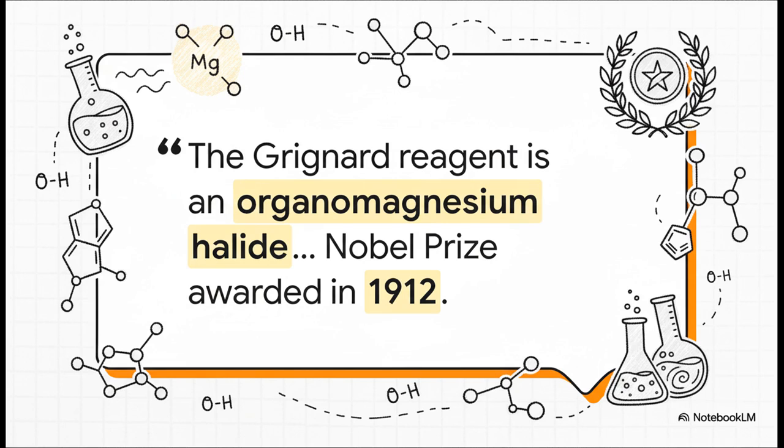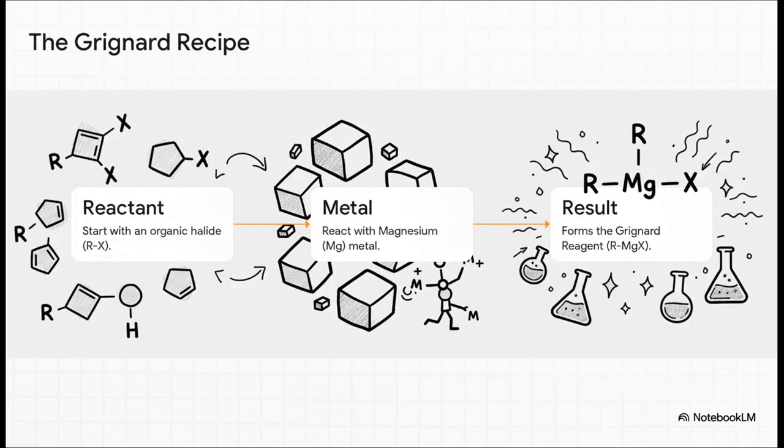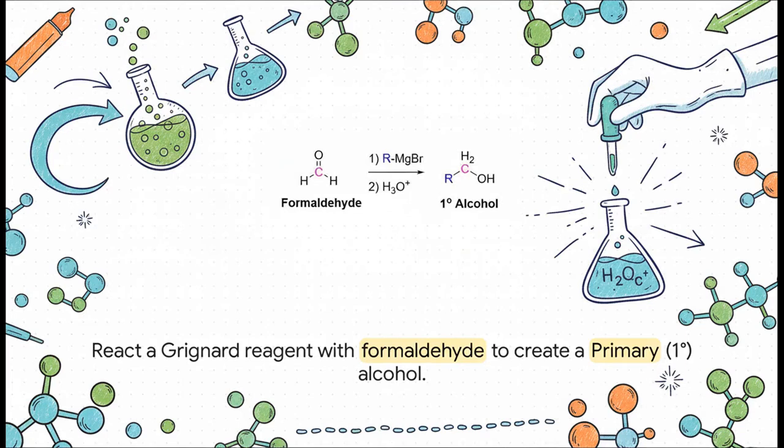Its discovery by Victor Grignard was such a huge leap forward for building molecules that he was awarded the Nobel Prize for it way back in 1912. It's that important. And the recipe for this Nobel-winning tool is surprisingly simple. You take an organic halide, you add some magnesium metal, and you just watch as that magnesium atom cleverly squeezes itself into the molecule. And just like that, you've made a Grignard reagent, and it is ready to work some serious chemical magic.